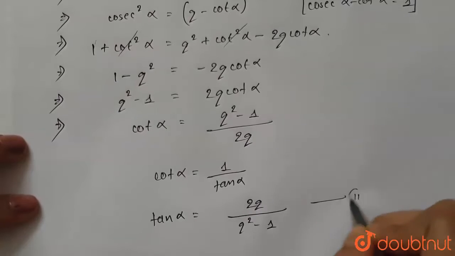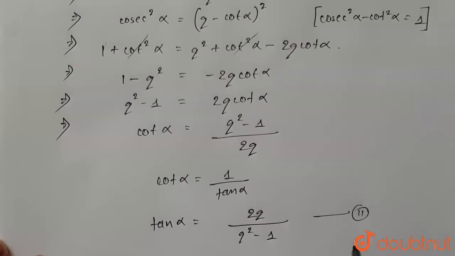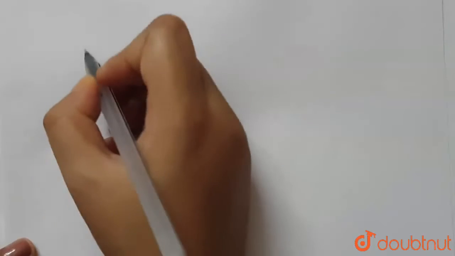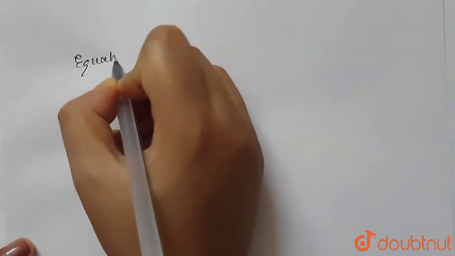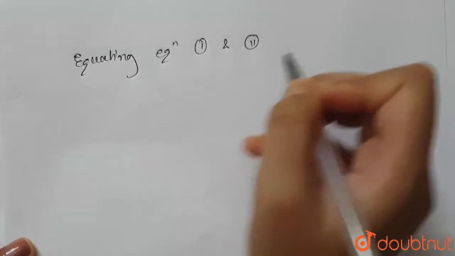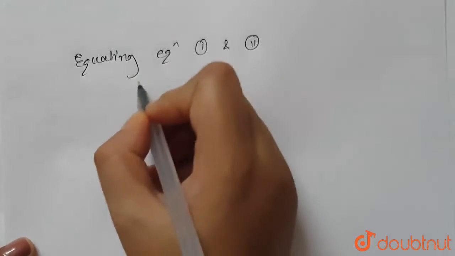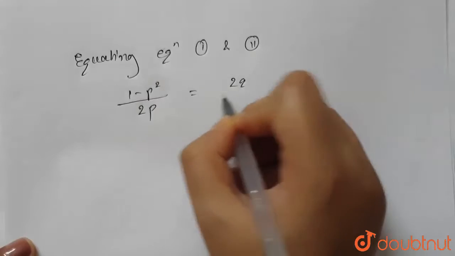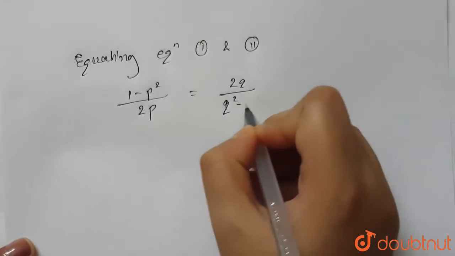Now let this be equation number 2. Now we will equate equation 1 and 2. So equating equation 1 and 2, we get tan alpha is equal to (1 minus p square) divided by 2p is equal to 2q divided by (q square minus 1).